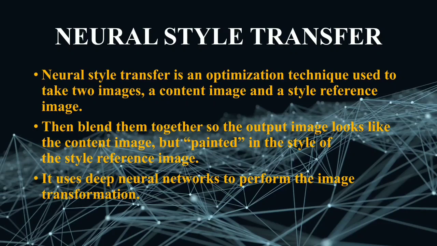So neural style transfer is an optimization technique used to take two images, a content image and a style reference image, then blend them together so the output image looks like the content image but painted in the style of the style reference image. It uses deep neural networks to perform the image transformation. So it is a simple concept.